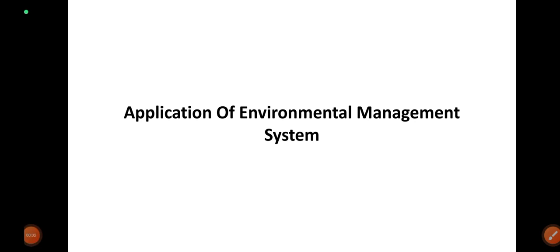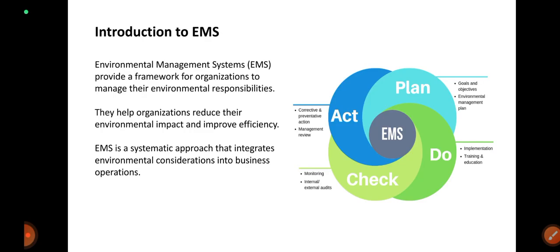Today we are going to discuss the application of environmental management system. Introduction to EMS, where EMS is environmental management system, providing a framework for organizations to manage their environmental responsibility. They help the organizations reduce their environmental impact and improve efficiency. The EMS is a systematic approach that integrates environmental considerations into business operations. See here, the EMS consists mainly of four steps, which are known as plan, do, check, and act.